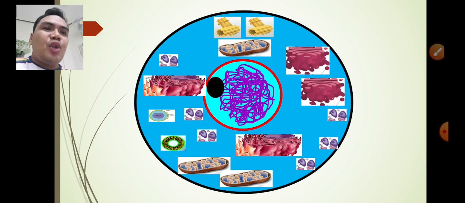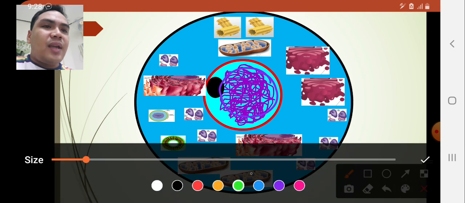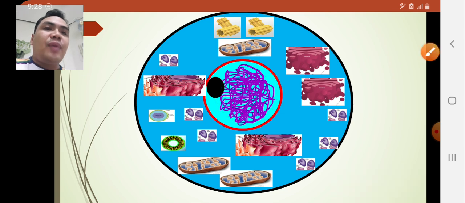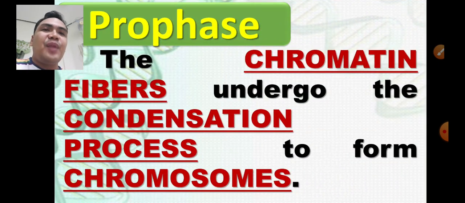As you notice, you have the chromatin, which is the tangled version of the genetic material located inside the nucleus. Observe carefully what will happen to the chromatin. Chromatin turned into chromosome. It becomes more organized through the process known as condensation. So the first event is the chromatin fibers undergo the condensation process to form chromosomes.